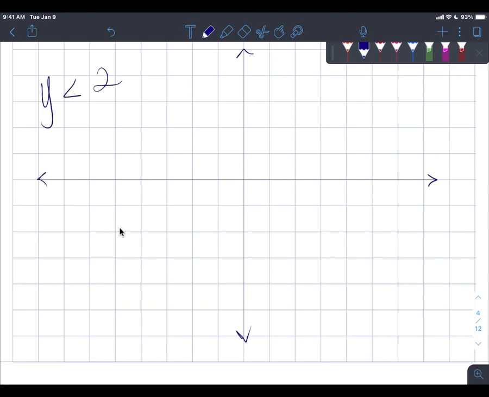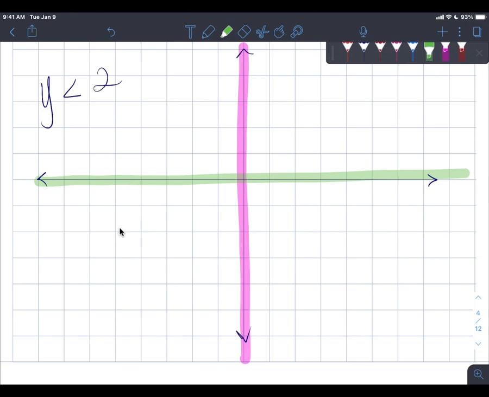Okay, 5y is less than 2. Here's my range axis, domain axis. So my first step is always going to be, let's find this. So where's y equal to 2? Right there. And I ask myself, isn't it also equal to 2 out here? Yeah.